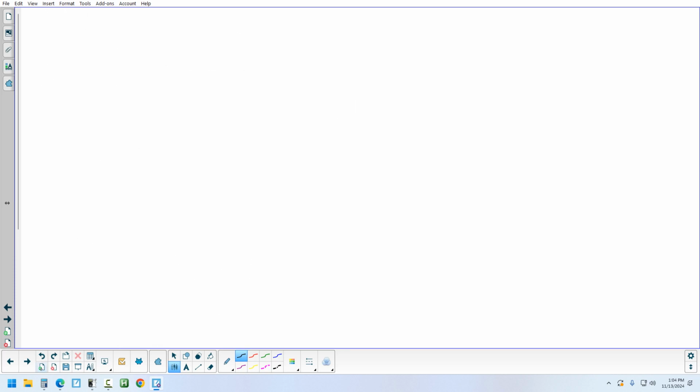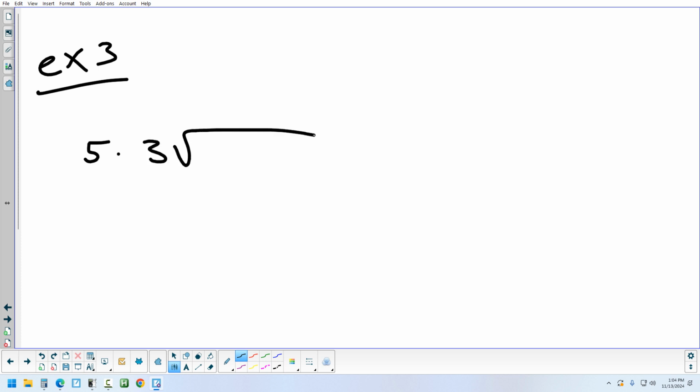All right. Let's try this one. Let's try 5 times 3 square roots of x plus 2 equals, actually, you know what, let's make that a minus. And now on the other side, let's put 11.